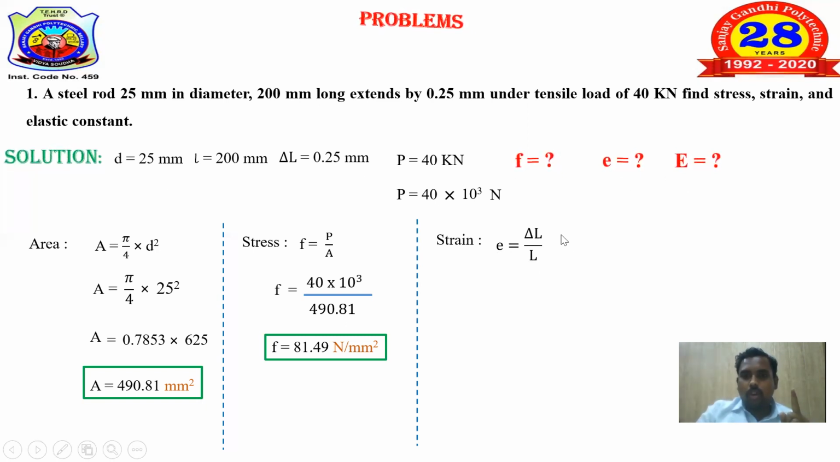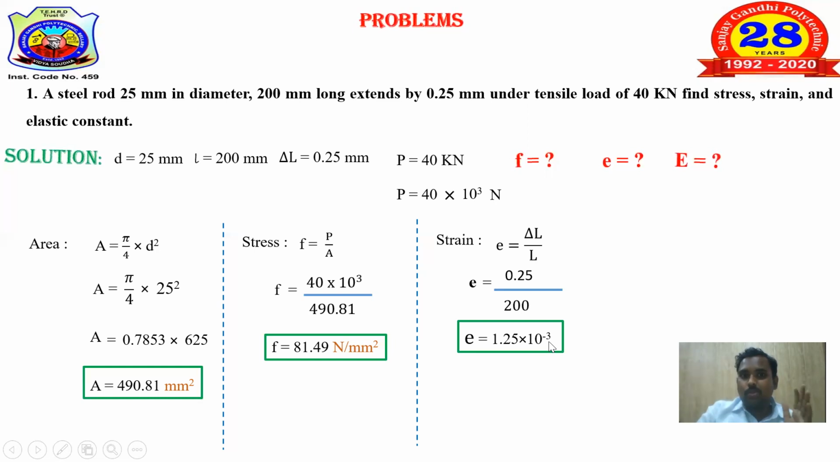One unknown value. What about delta L? Yes, delta L is given. What about length? Yes, length is given. So we have only one unknown value, so we can solve for strain. Just substitute the values. e as it is equals delta L, which is 0.25, write 0.25 as it is, divided by, put a division symbol, then length L is nothing but 200 mm. So on calculation, I get the value of e equals 1.25 into 10 power minus 3.